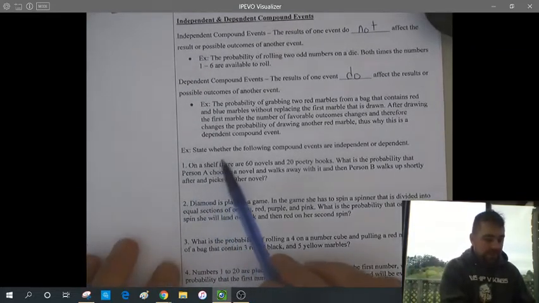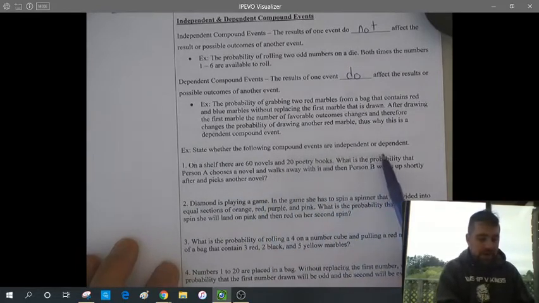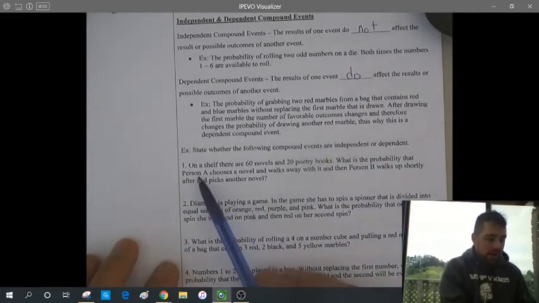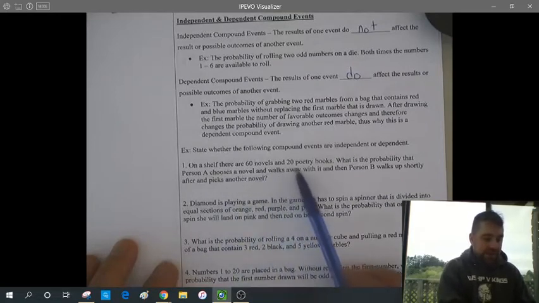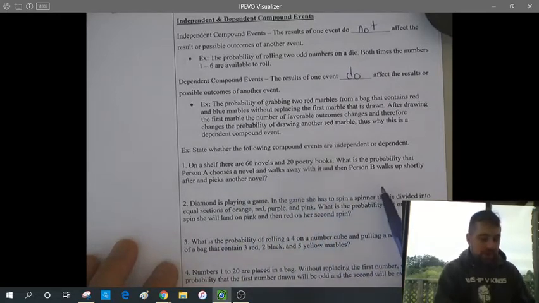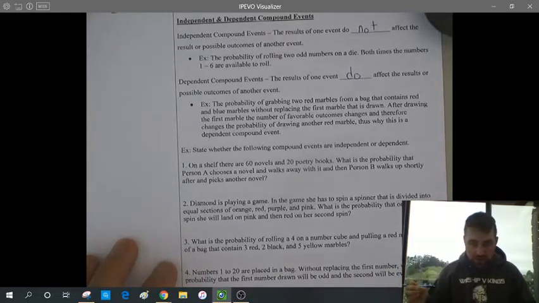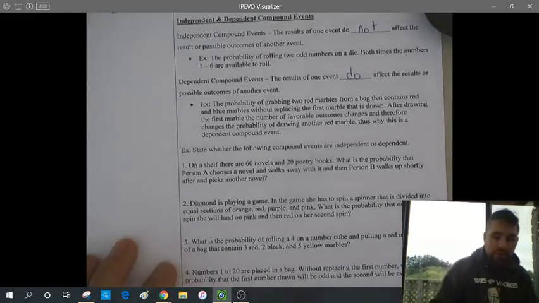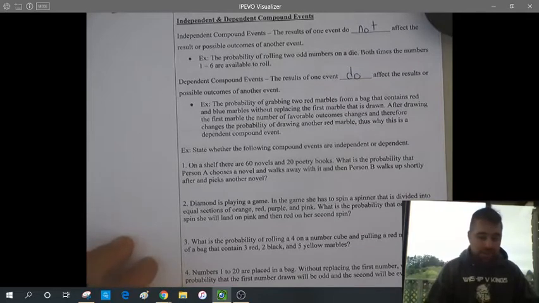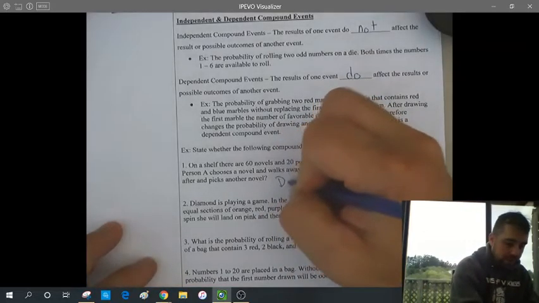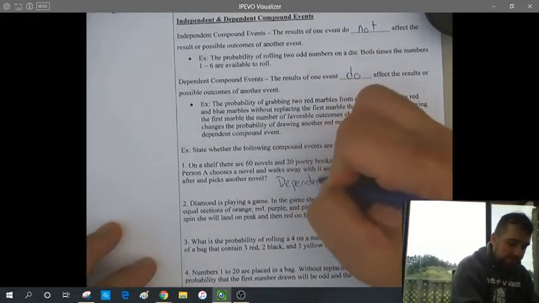So in these examples, we're going to state whether the following compound events are independent or dependent. On a shelf, there are 60 novels and 20 poetry books. What is the probability that person A chooses a novel and then walks away with it, and then person B walks up shortly after and picks another novel? Well, since person A took their novel, walked away, and didn't replace it, that's going to affect the probability of the second person choosing, and so this is going to be dependent.